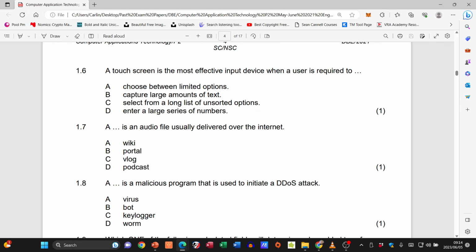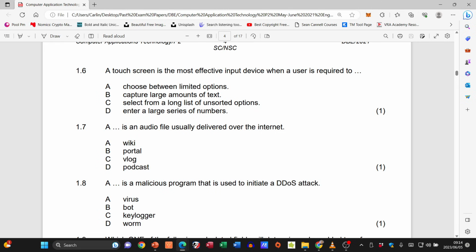1.7. Which of the following is an audio file? Now, let's just stop there. A wiki relates to a collaborative website. Portal is also a different type of website. And then we've got a vlog. Now, we know what our vlog is. It's like a video online diary, right? A podcast. We know that's mainly audio, although you do get video podcasts now.